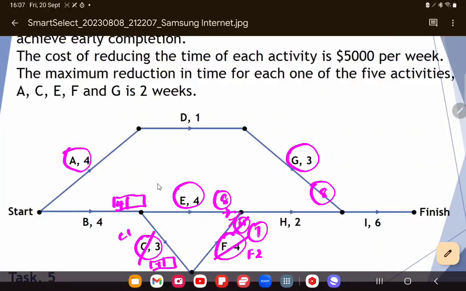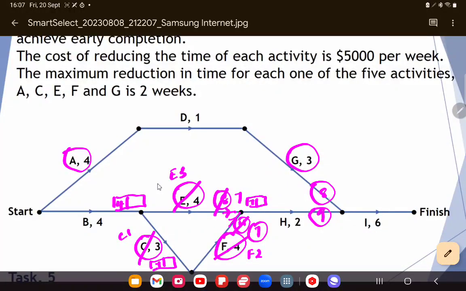Now, if we bring this down to 7, we can clearly see that 8 is still the larger choice, and E being a crashable activity, we can take this down by 1 week and reduce this down to 7 as well. So now 7 is the earliest starting time for activity H. And 7 plus 2, because H is not a crashable activity, is 9.